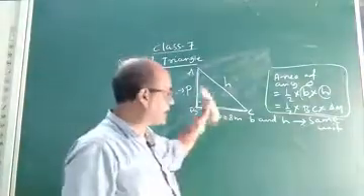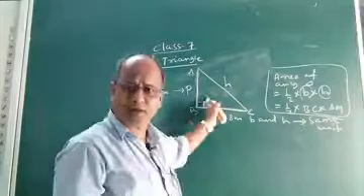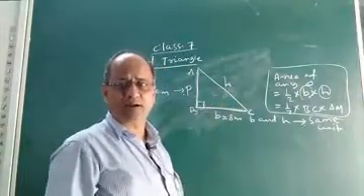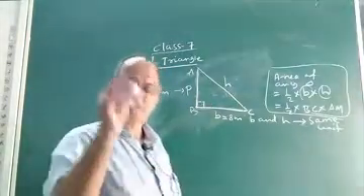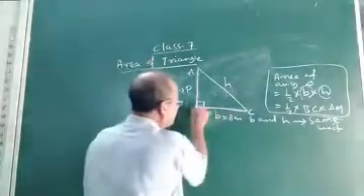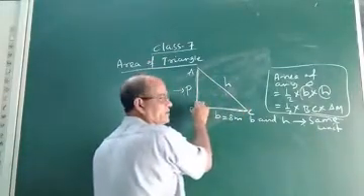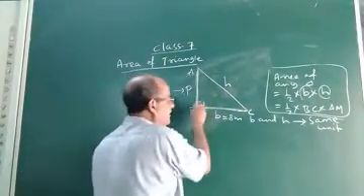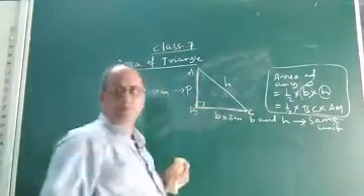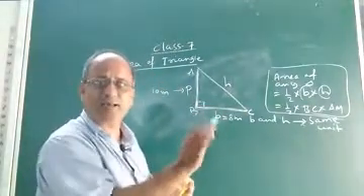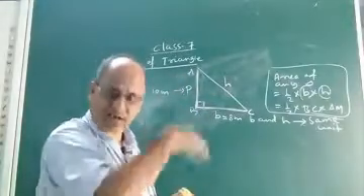Now the point is, can we apply that formula half into base into height to find the area of this right angle triangle? The answer is yes. Because you see, if this is the base, this will be the altitude, and if this is taken as the base, then this will be the altitude. As the perpendicular and base, they are mutually perpendicular in a right triangle.